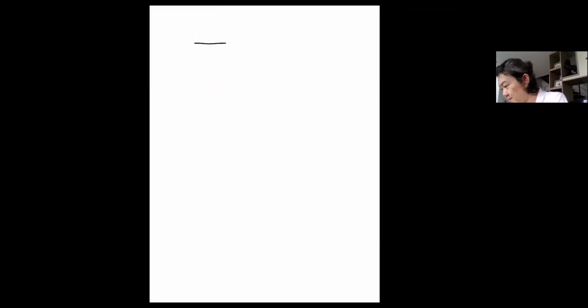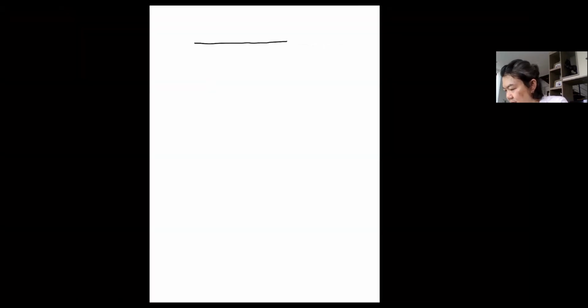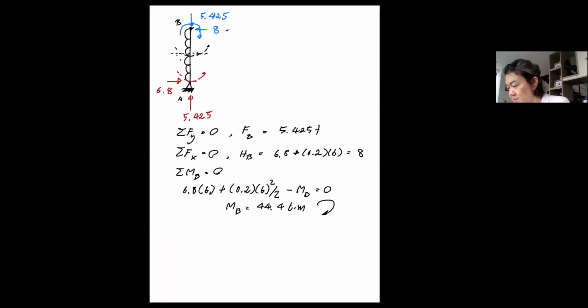So now we have member BC here. Okay, so what do we have here? Again, I'm trying to use the red color as the forces that transferred from member AB at joint B. So we can go back here. We see 5.425 as the downward vertical force. So naturally, this is going to be 5.425 tons upward. There is not a presence of the point load at the joint B.